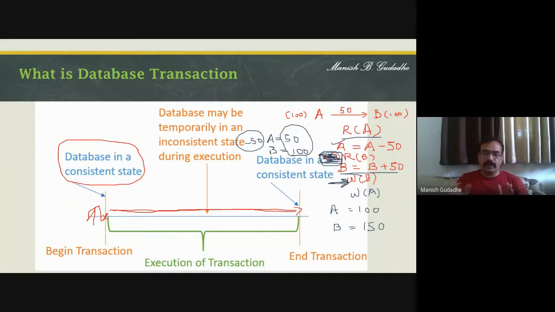If there is a failure at this moment, again the changes are not done and we have A plus B is equal to 250, which is again we are losing consistency because A plus B should always be equal to 200. That is the consistency requirement. Okay. So unless and until this statement gets executed, there will not be the maintenance of consistency.